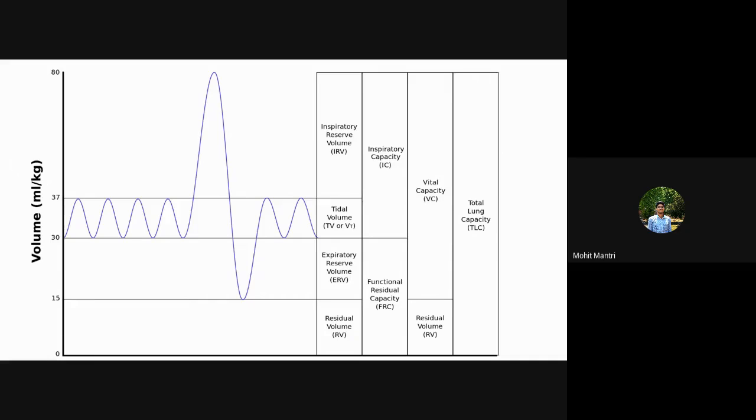I didn't understand which area you are talking about. I think this area, it is tidal volume. Yes, tidal volume. Okay, tidal volume is normal inspiration and then normal expiration. Yes, that's what I meant.